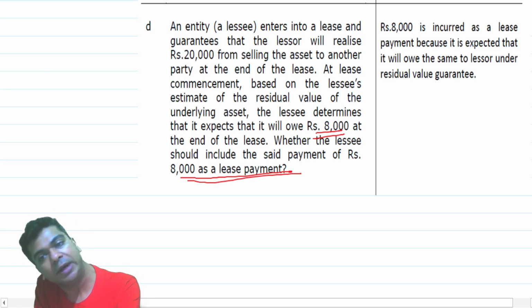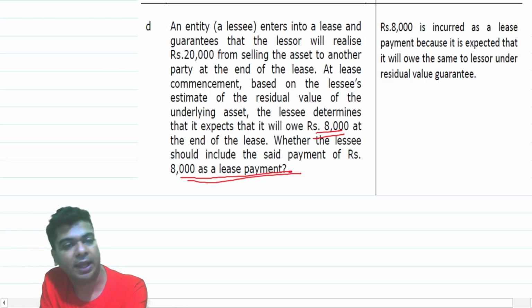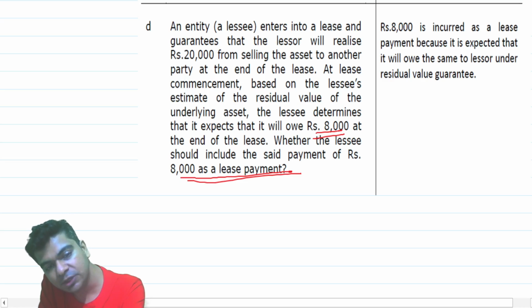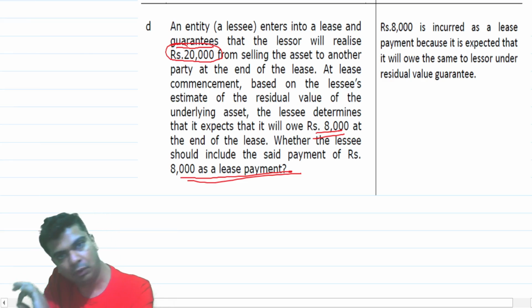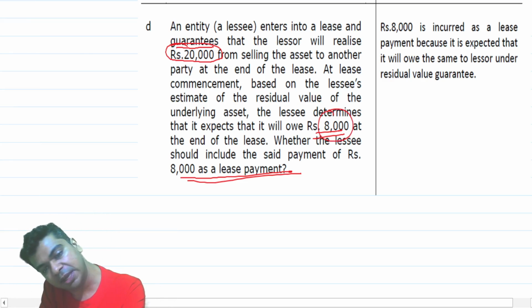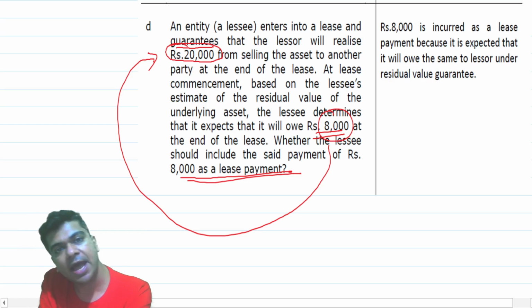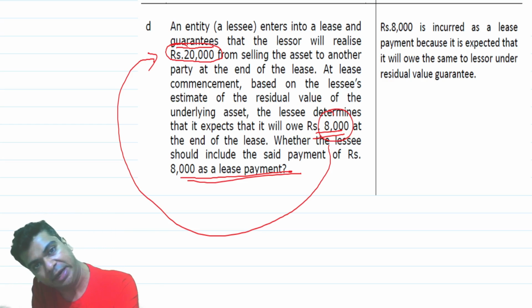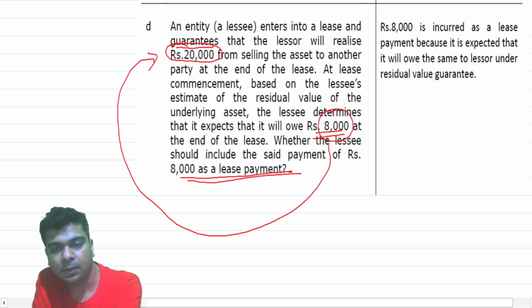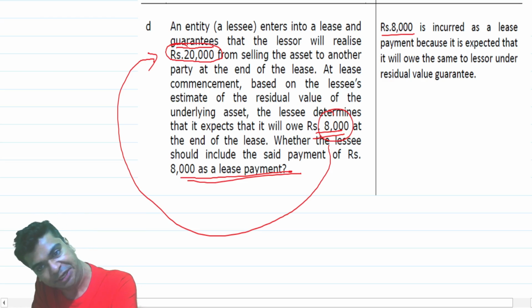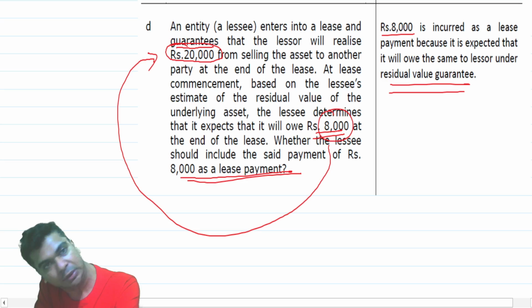Lease payments include guaranteed residual value. Okay, you are entering into a lease and you are guaranteeing that the lessor will get 20,000 rupees at the end of the lease tenure. And this 8,000 is payable on account of this guaranteed residual value of 20,000. Entire guaranteed residual value is going to be included in the lease payment. So naturally, this 8,000 will also get included. 8,000 is included as a lease payment because it is expected that it will owe the same to the lessor under the residual value guarantee.